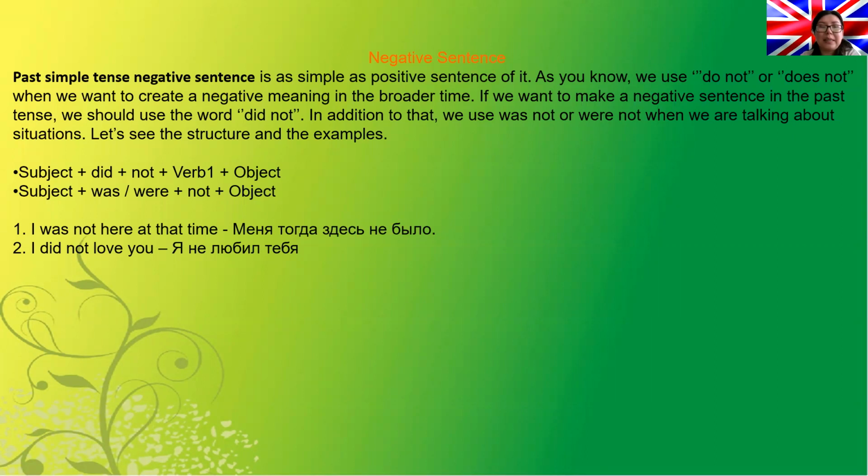Subject plus did plus not plus verb 1 plus object. Subject plus was/were plus not plus object. For example, I was not here at the time. Меня тогда здесь не было. I did not love you. Я не любил тебя.